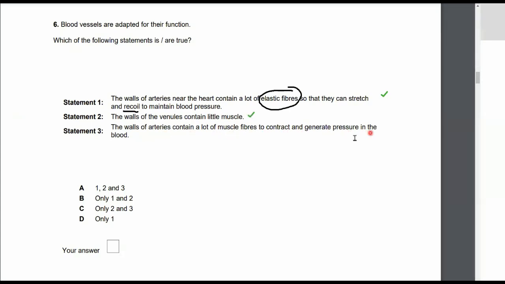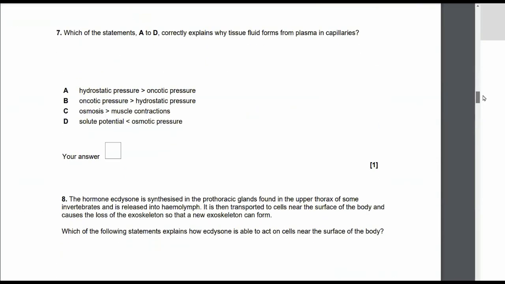The walls of the venules contain little muscle. That's true. Veins or venules contain hardly any muscle. The walls of the arteries contain a lot of muscle to contract and generate pressure in the blood. No, it's the actual left ventricle that contracts and generates the pressure in the blood, not the muscles within the artery that contribute to pressure generation. So the answer is B, 1 and 2 only. Hope you got that right.